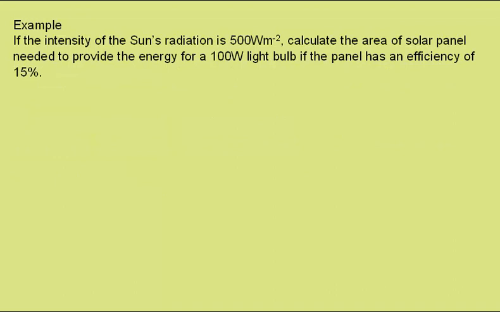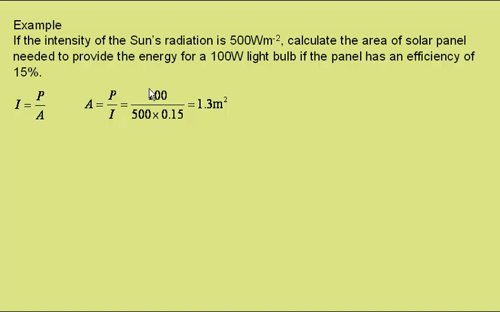Let's look at an example. If the intensity of the sun's radiation is 500 watts per square meter, calculate the area of solar panel needed to provide the energy for a 100-watt light bulb if the panel has an efficiency of 15%. Well, from the datasheet we find that intensity is equal to power divided by area, and so rearranging, the area is equal to power divided by the intensity.